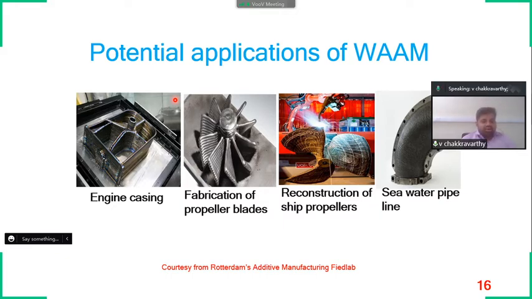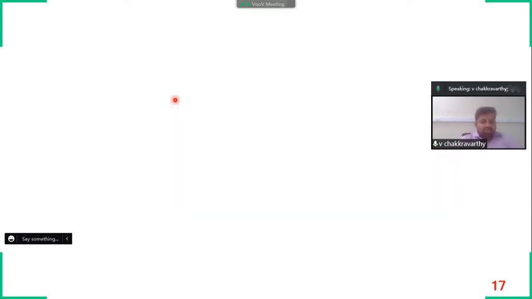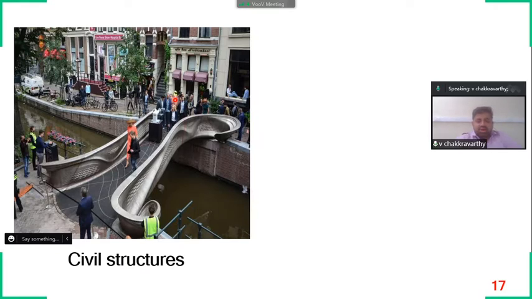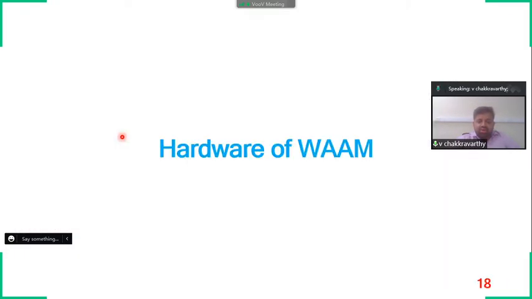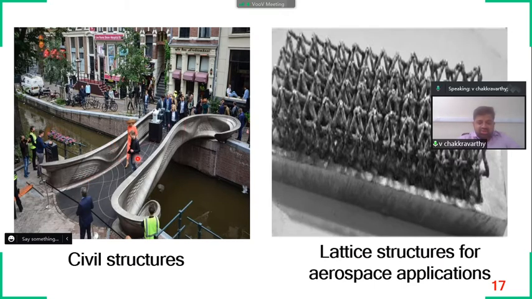Another is seawater pipelines. For seawater and oil pipelines, we can fabricate to any dimension. That is one of the major advantages of this WAAM technology. So it has potential applications. The next thing is that it has even leaped into civil structures as well. We can see some civil structures in Germany which have been built by this WAAM technology. It is in Amsterdam, where a complete civil structure has been fabricated using WAAM.